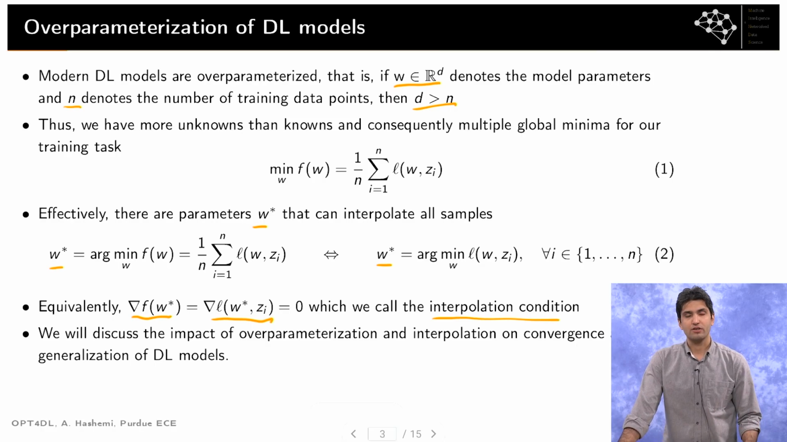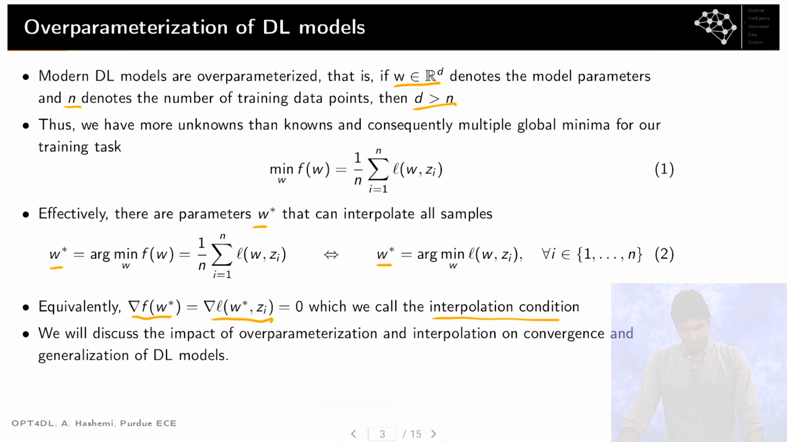Again, interpolation is a byproduct of overparameterization. Given that we have more parameters than the number of data points, we can fit the samples in the training data perfectly, and as a result, our global solution W star is also the minimizer of the individual loss samples. And in particular, this condition, the interpolation condition, holds.